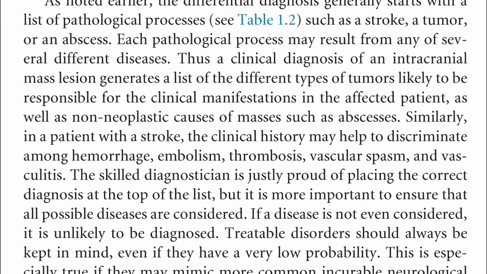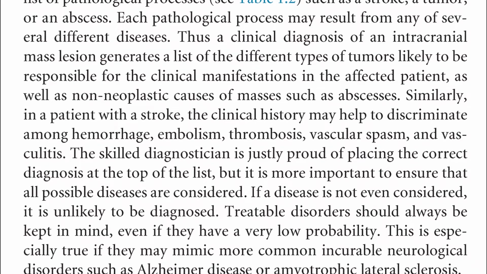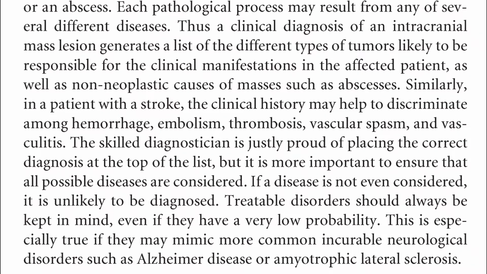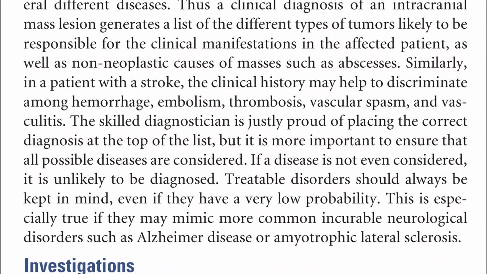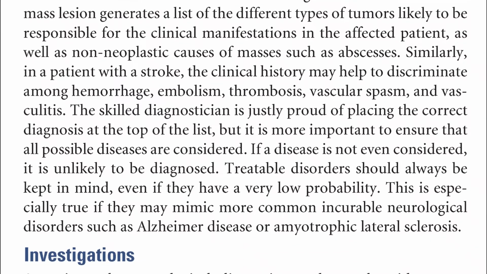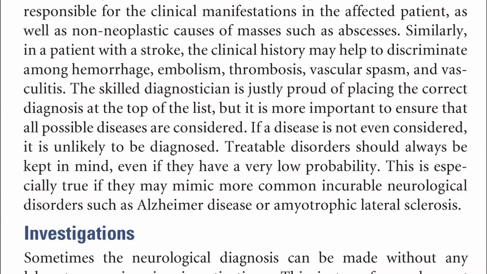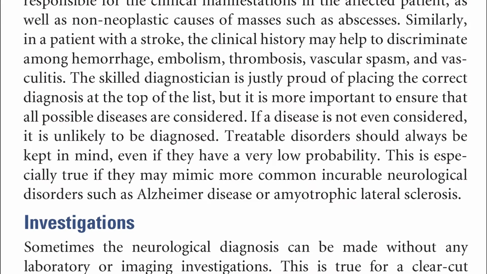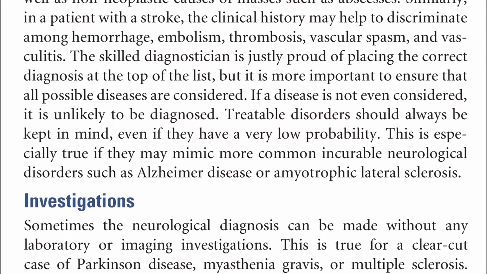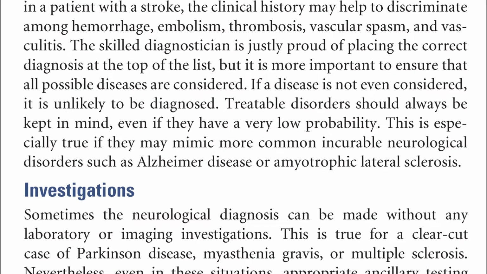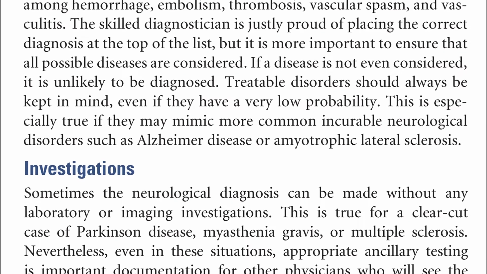Similarly, in a patient with a stroke, the clinical history may help to discriminate among hemorrhage, embolism, thrombosis, vascular spasm, and vasculitis. The skilled diagnostician is justly proud of placing the correct diagnosis at the top of the list, but it is more important to ensure that all possible diseases are considered. If a disease is not even considered, it is unlikely to be diagnosed. Treatable disorders should always be kept in mind, even if they have a very low probability. This is especially true if they may mimic more common incurable neurological disorders such as Alzheimer's disease or amyotrophic lateral sclerosis.